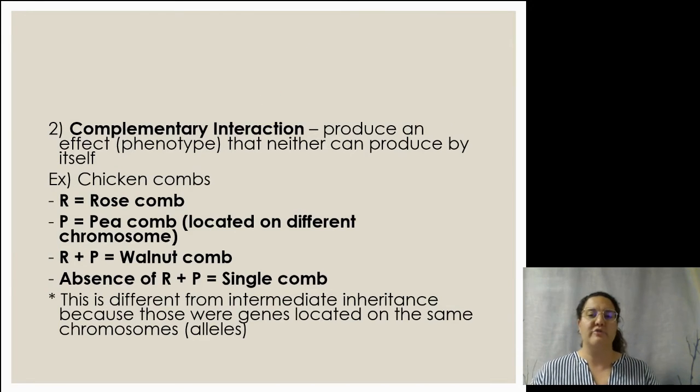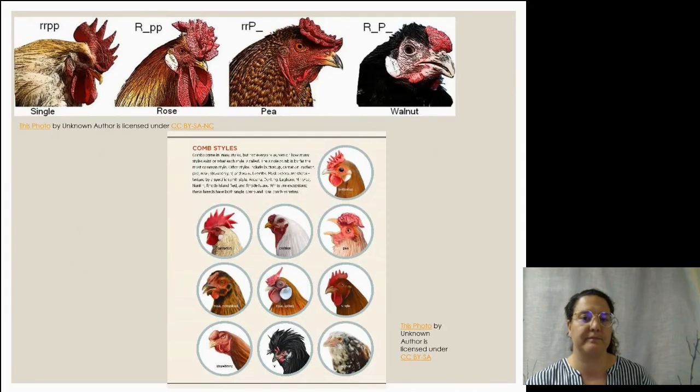So we can also have genes that have a complementary interaction. So this produces a phenotype that cannot be produced by itself. So in chicken combs, we have a rose comb, a pea comb, which is located on a different chromosome. If you have both the dominant R and dominant P alleles, you'll have a walnut comb. And the absence of a dominant R and P gives a single comb. And this is different from intermediate inheritance because these genes are located on different chromosomes, where the rose and P are located on different ones. They're not the same alleles, they're actually different genes, but they're complementary.